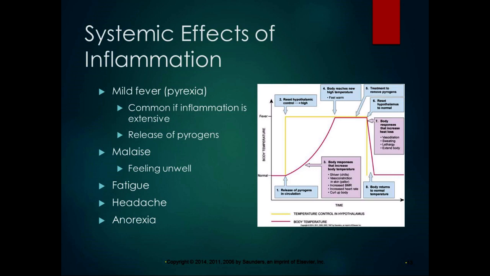This is the table from the book on page 71 that talks about how pyrogens increase body temperature. Basically, they reset the temperature control in your hypothalamus to help respond to whatever's going on in your body. It's just a little step by step of how your body responds to it. Pretty interesting.